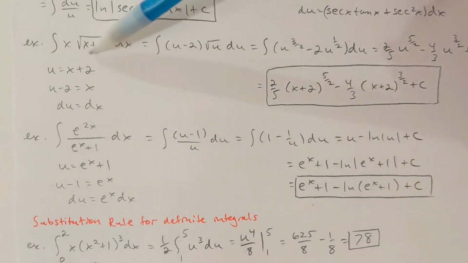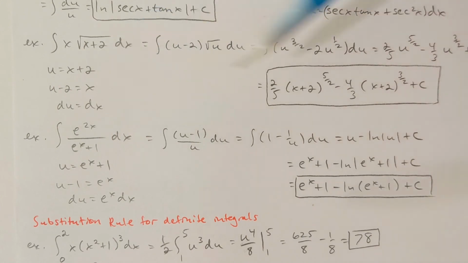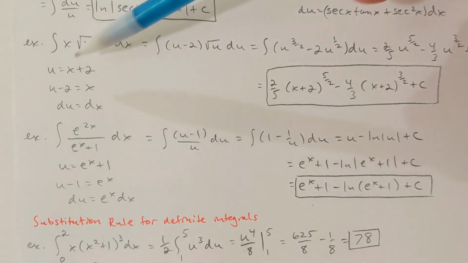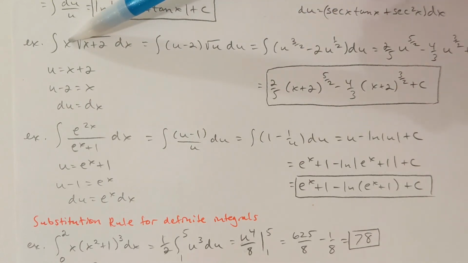Of course, I can't split this radical, right? Some students would make that mistake. Don't do that. Now, if I were to let u be x plus 2, then du would be dx. Now, what about this x out here?